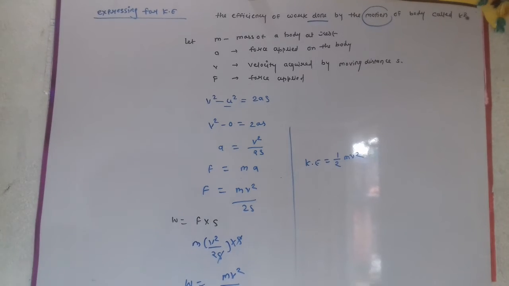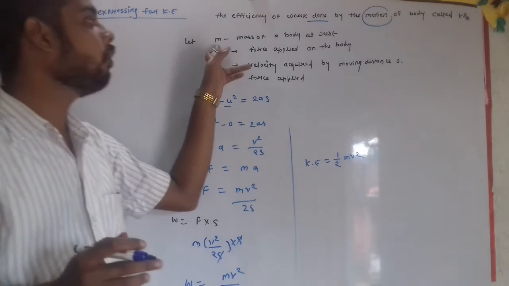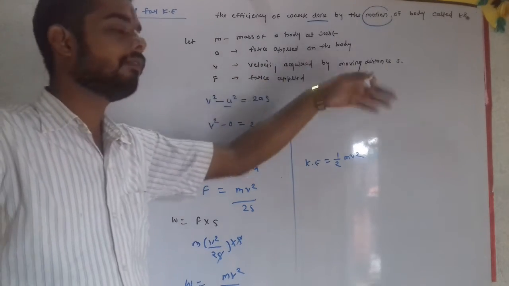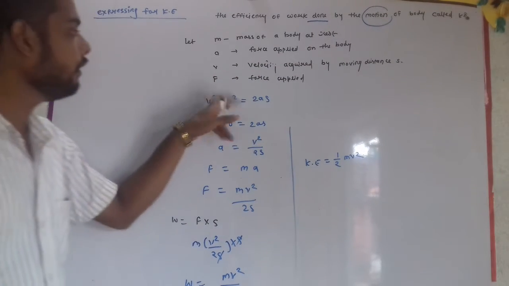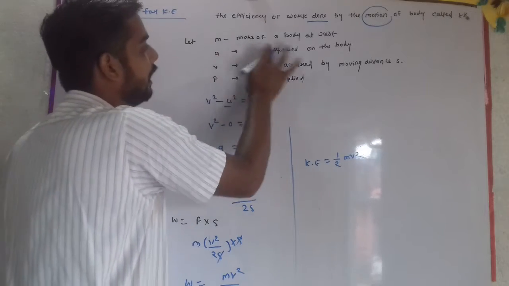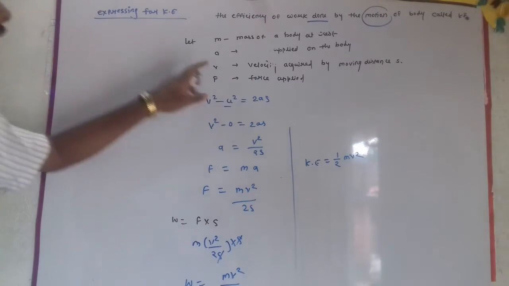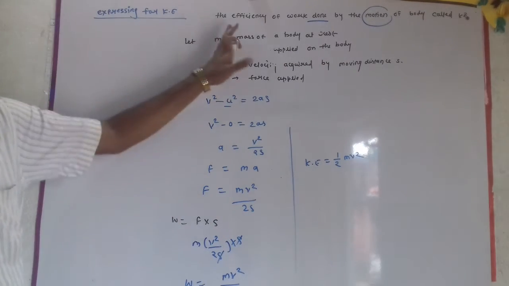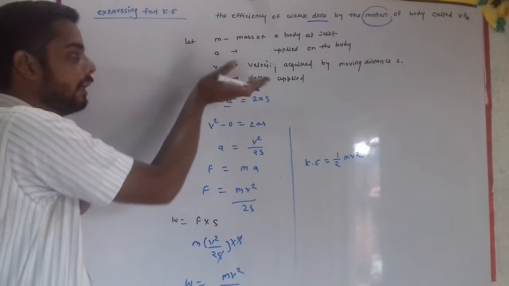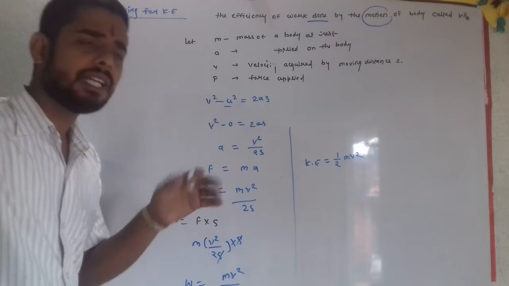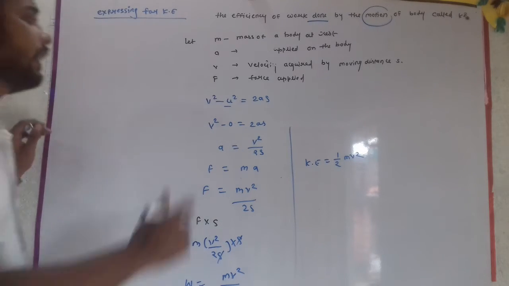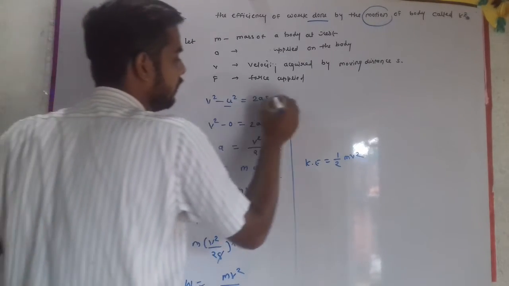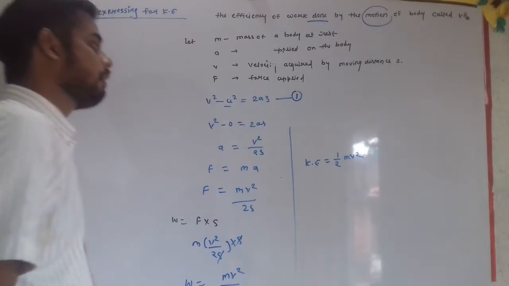So suppose that we have a body of mass small m at rest, and the force applied on the body is capital F, and a is the acceleration produced, and V is the velocity acquired after moving a distance s. By the third equation of motion, we know that V square minus U square equals 2as. This is equation number 1.